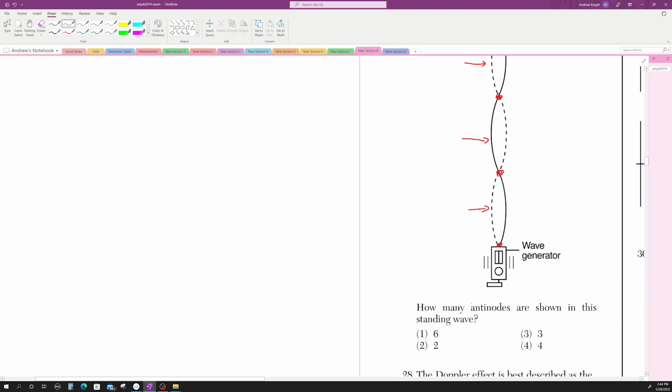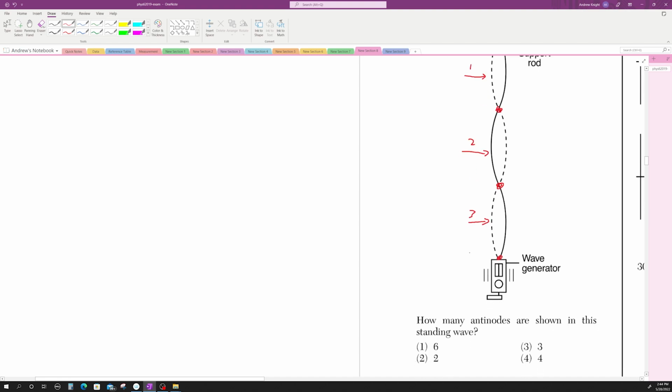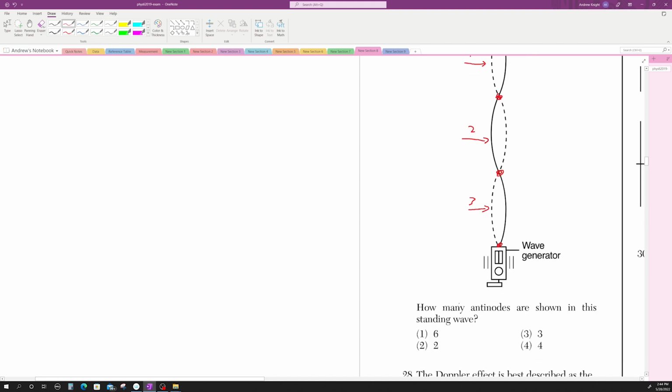How many antinodes are shown in this standing wave? Well, I have 1, 2, 3 antinodes. It's as easy as counting 1, 2, 3.